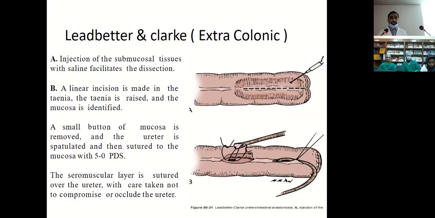Leadbetter and the Cordonnier, extracolonic. The injection of the submucosal tissue with saline facilitates the dissection. A linear incision is made, the tinea is raised, and the mucosa identified. A small button of the mucosa is removed, the ureter is spatulated, and sutured to the mucosa with 5-0 PDS. The seromuscular layer is sutured over the ureter, with care taken not to compromise or occlude the ureter.